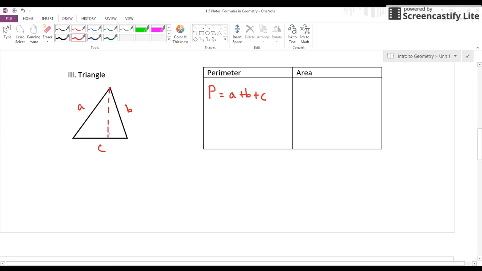All right, and the height is going to be perpendicular to some side, right? So you need to look for this right angle. That's going to indicate the height, which we call h. Now, whatever side is at a right angle to the height, or is perpendicular to the height, that's going to be the base. So here C is the base because it makes a right angle with the height.